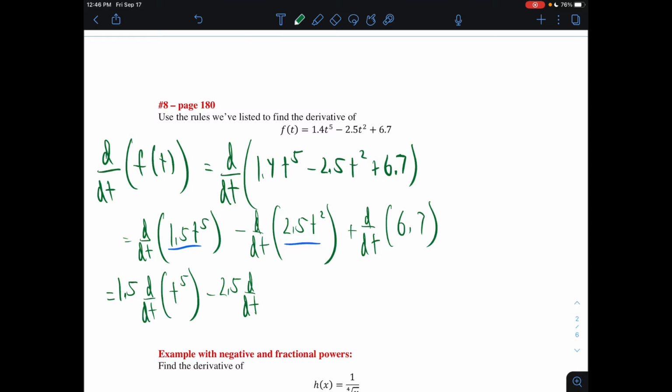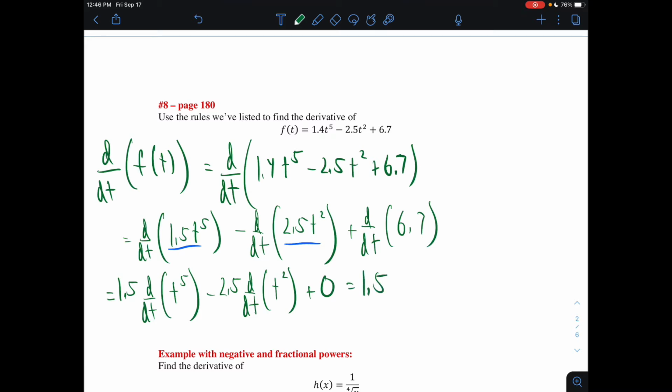And then also, in the third derivative that I had listed, the derivative of 6.7, 6.7 is a constant. The derivative of that is just 0. There I'm using another rule that we had described above. And then finally, we can use the power rule.